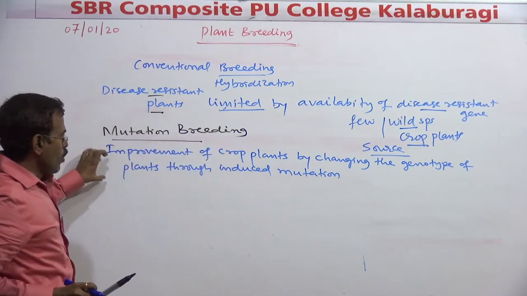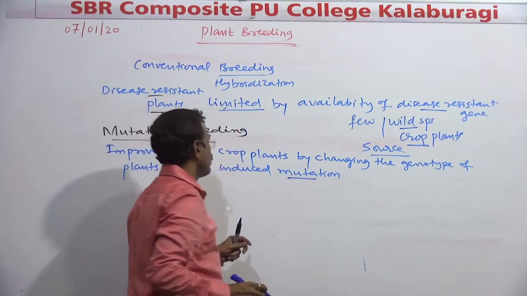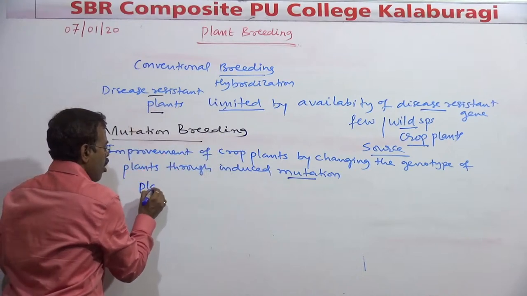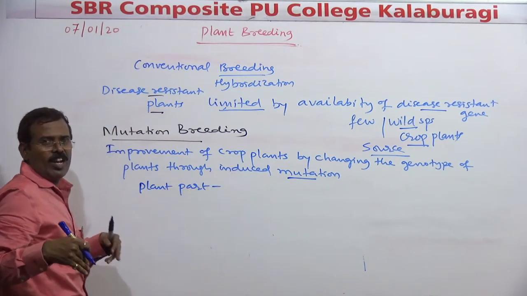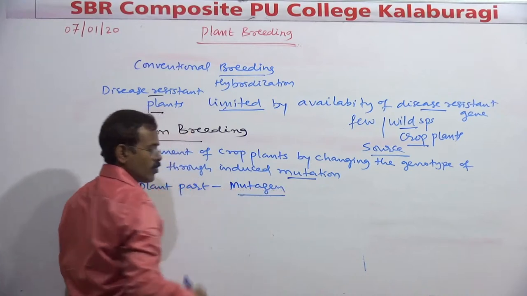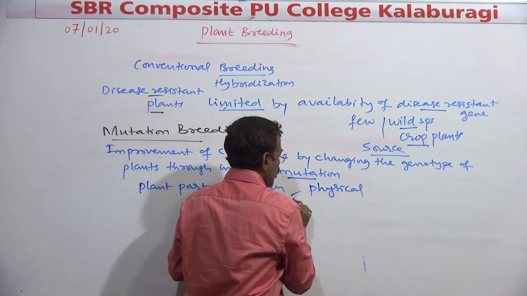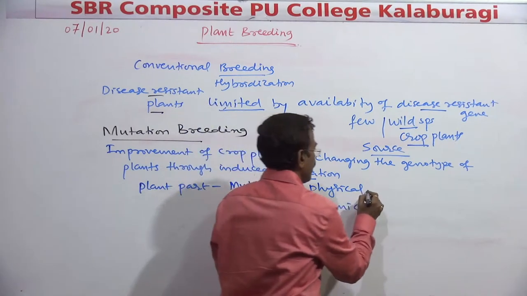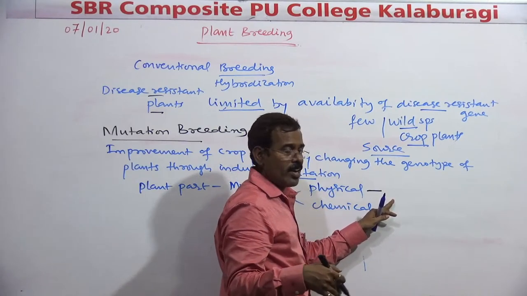So improvement of crop plants by changing the genotype of plants through induced mutation is known as mutation breeding. Here, the plant part is exposed to an agent which can cause mutation, that is mutagen. This mutagen can be a physical mutagen or a chemical mutagen. The physical mutagens can be radiations, electromagnetic radiations, ionizing radiations.